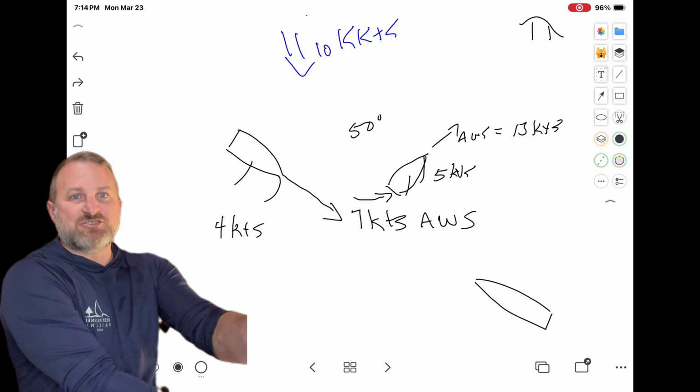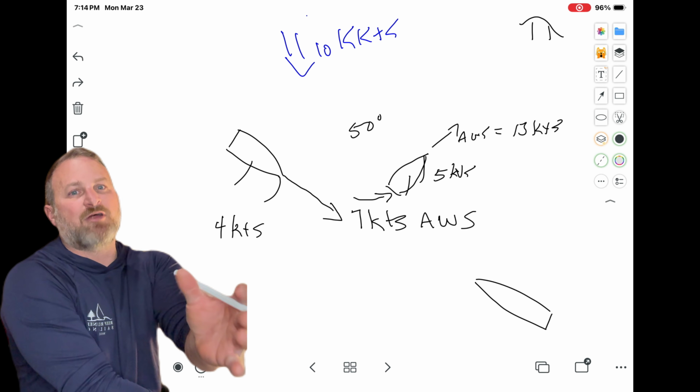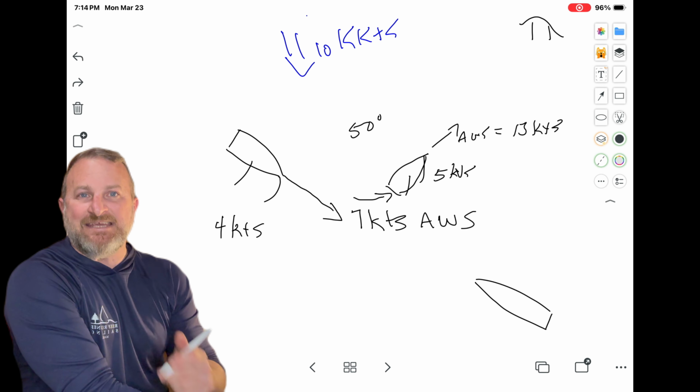You're going to have a harder time steering. The boat's going to try to round up. It's going to bear away, round up and bear away. And it's going to be a much more fatiguing sail.